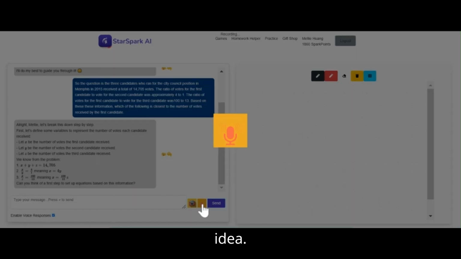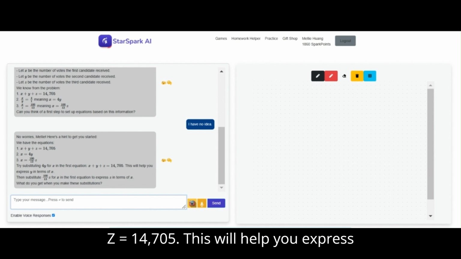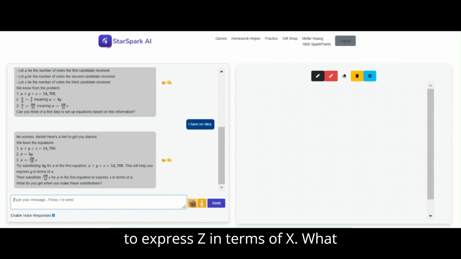I have no idea. No worries, Mellie. Here's a hint to get you started. We have the equations: 1. x plus y plus z equals 14,705. 2. x equals 4 times y. 3. x equals 100 divided by 13 times z. Try substituting 4y for x in the first equation. This will help you express y in terms of x. Then substitute 100 divided by 13 z for x in the first equation to express z in terms of x. What do you get when you make these substitutions?